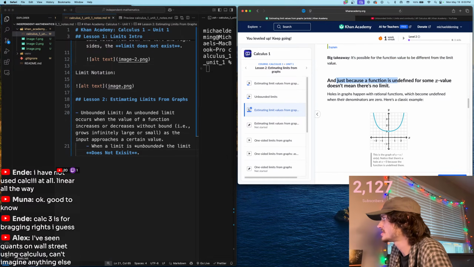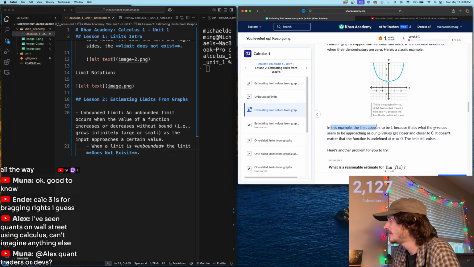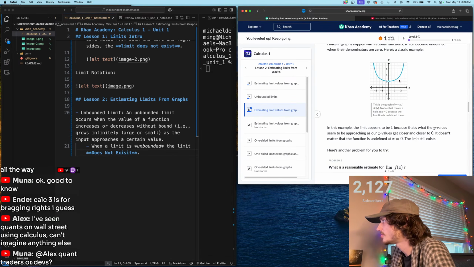And just because a function is undefined for some x value doesn't mean that there's no limit. Holes in the graph happen with rational functions which become undefined when their denominators are 0. Here's a classic example. This is a graph of y equals x divided by the sine of x. Notice that there's a hole at x equals 0 because the function is undefined there. The sine of 0 is 0, so it's undefined there. You can't divide by 0. In this example, the limit appears to be 1 as we converge on this from both directions, right?